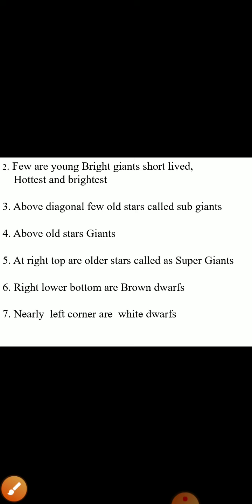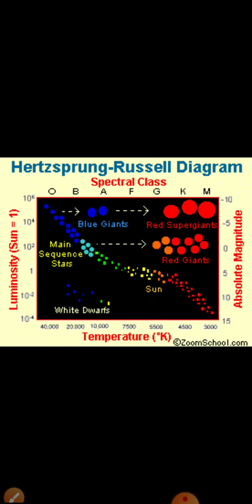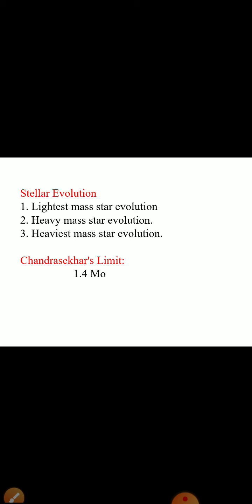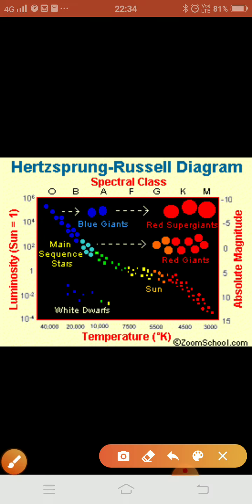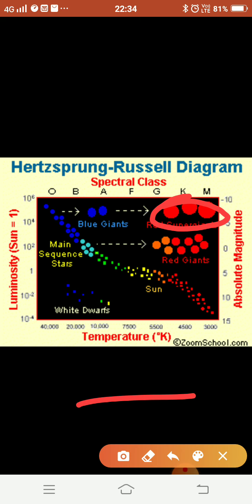Now, above the diagonal, few old stars are also there. They are called subgiants. Above old stars, giants are there. At the right top are the older stars called supergiants. So these are all called red supergiants.